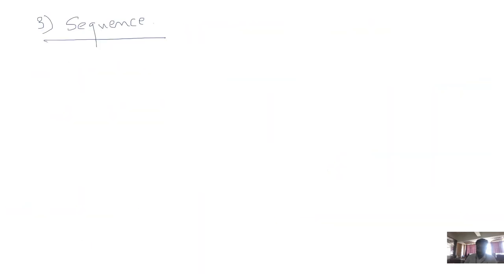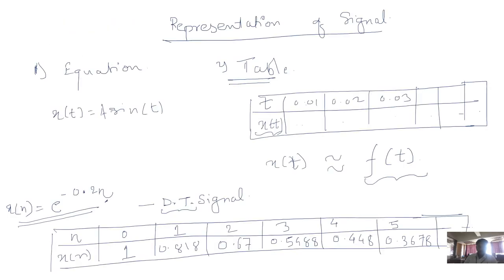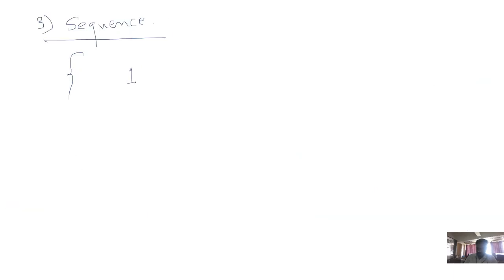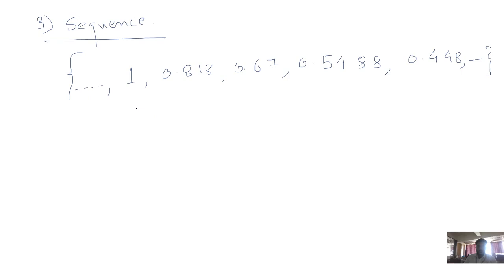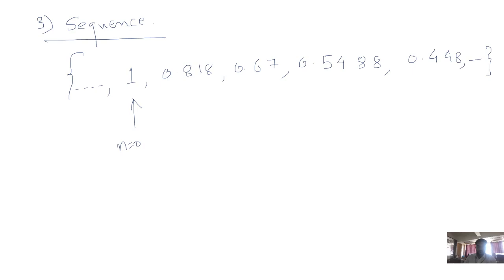So how I do that is I write a curly bracket. I will just copy these values: 1, 0.818, then 0.67, 0.5488, 0.448, and so on. So this will continue. Understand this, even though I started with 0, there can be minus values also. Minus 1 can be there, minus 2, minus 3. So this sequence will actually extend on the negative side also. If I write it like this, I will not understand where the start of the signal is. To represent the start of the signal, wherever n is equal to 0, I will mark it like this. Like this I represent a sequence.